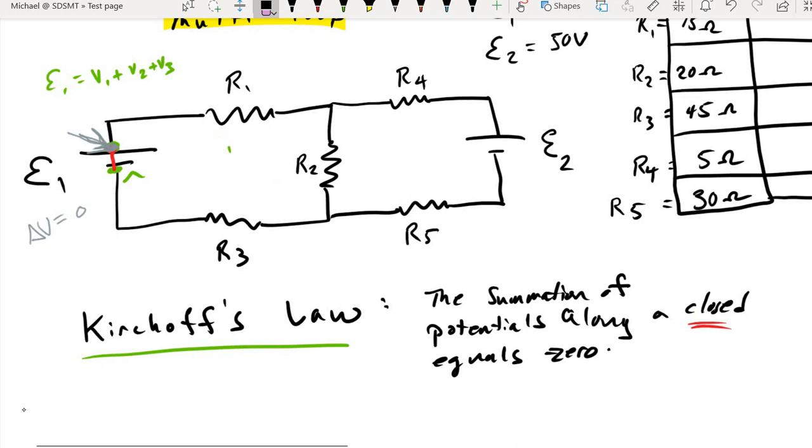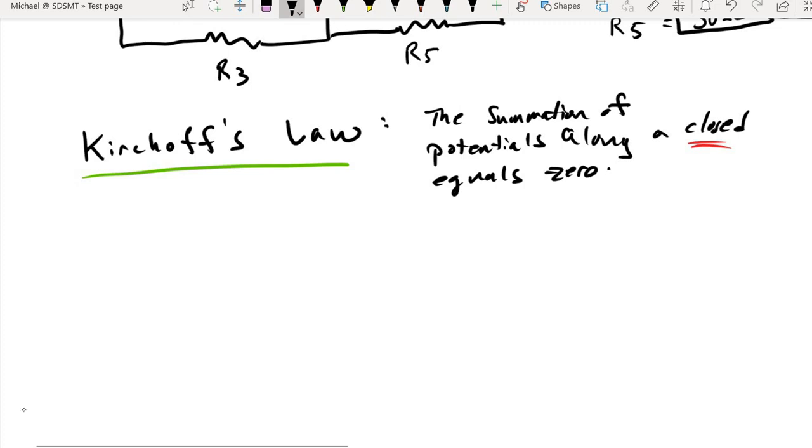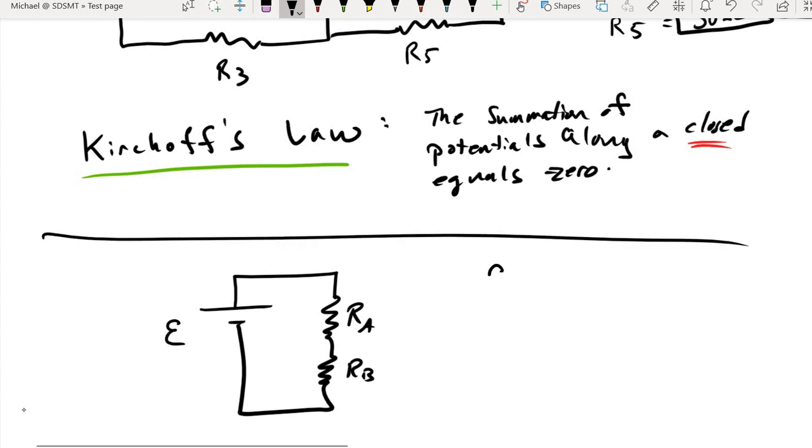So let's clean this up a little bit. So let's see if we can put Kirchhoff's law to the test for a smaller circuit. So let's go back to the two resistor system, resistor A, resistor B, and a battery. We said we were going to start calling that E for EMF. So for this little side example, we'll say we have 10 volts. Resistor A is 5 ohms, resistor B is 15 ohms.